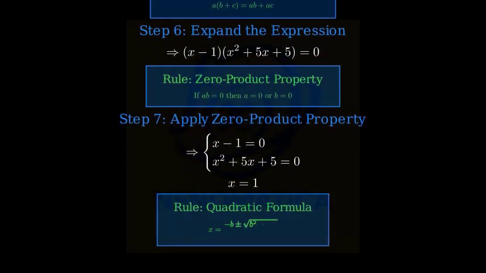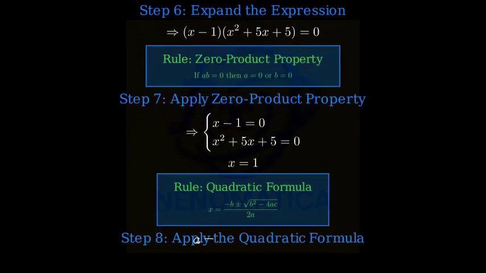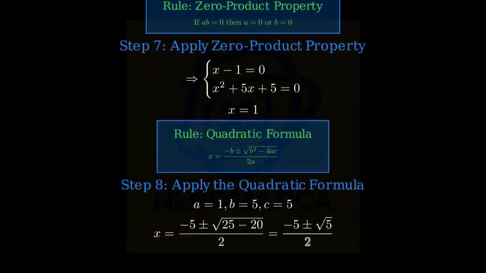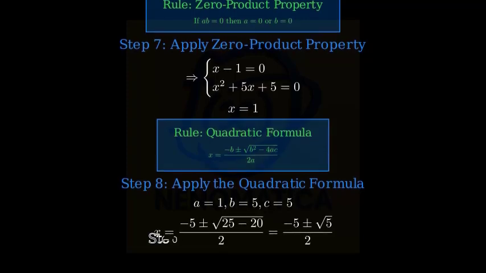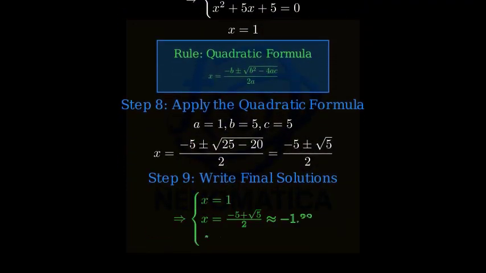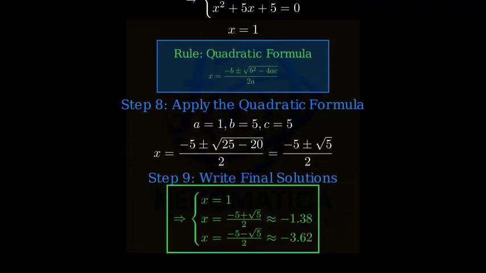For the quadratic equation, we use the formula x equals negative b plus or minus the square root of b squared minus 4ac, all divided by 2a. In our case, a equals 1, b equals 5, and c equals 5. So x equals negative 5 plus or minus the square root of 25 minus 20, all divided by 2. This simplifies to x equals negative 5 plus or minus the square root of 5, all divided by 2. So the solutions to our cubic equation are x equals 1, x equals negative 5 plus the square root of 5, all divided by 2, and x equals negative 5 minus the square root of 5, all divided by 2.